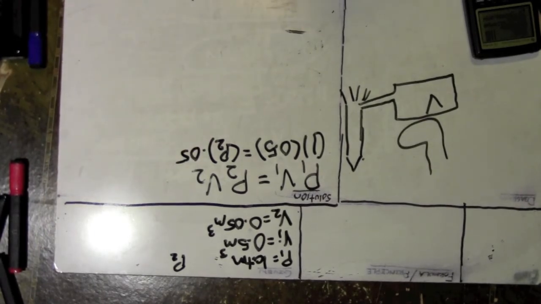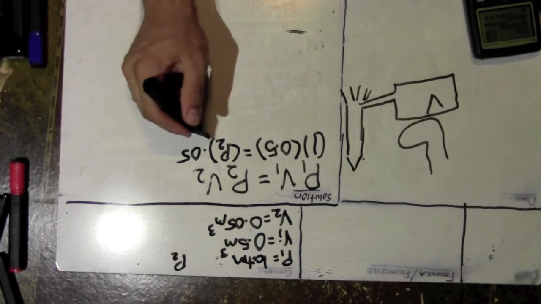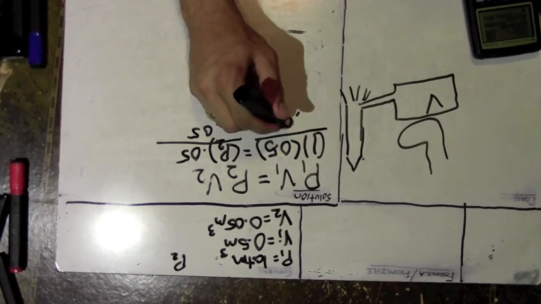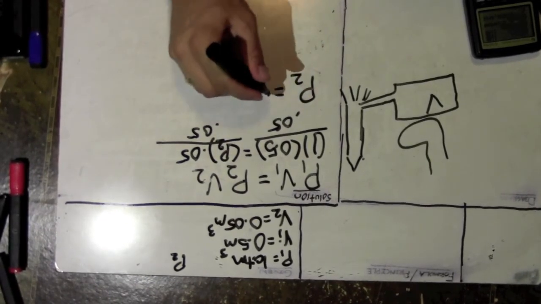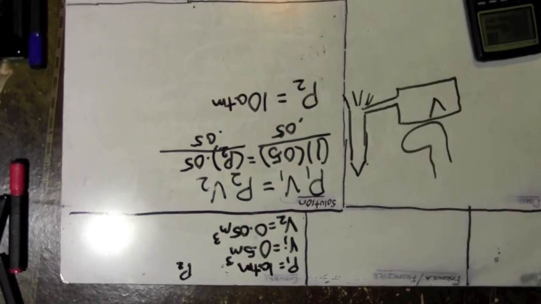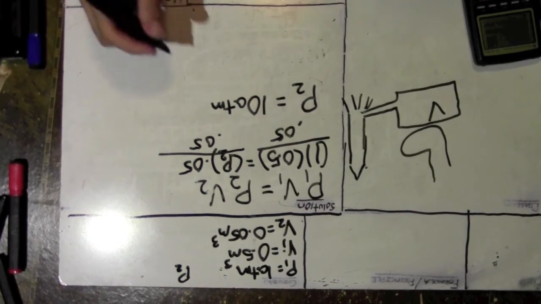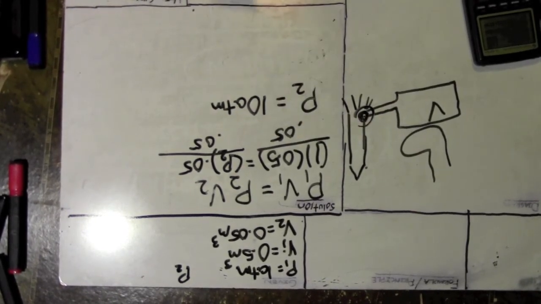So we plug in our values. We say, okay, I have 1 atmosphere, I have 0.5, I have the pressure 2, which is what I'm trying to solve for, 0.05 meters cubed. Okay, in order to solve this, remember I'm trying to isolate this value right here, so I divide both sides by 0.05, and when I do that, I get a pressure of 10 atmospheres, which is a much, much more significant pressure.